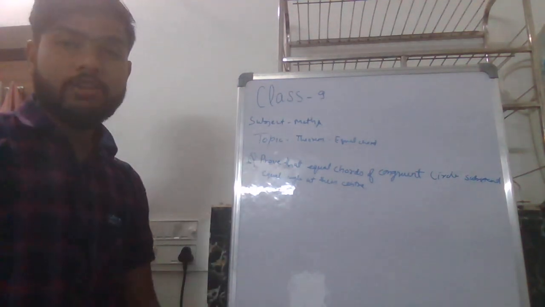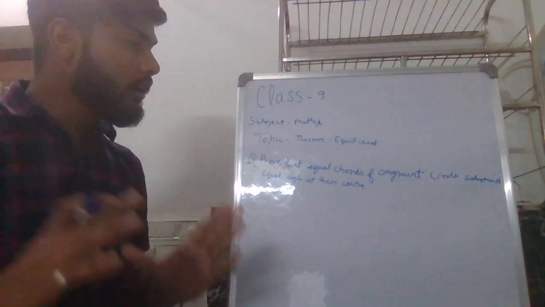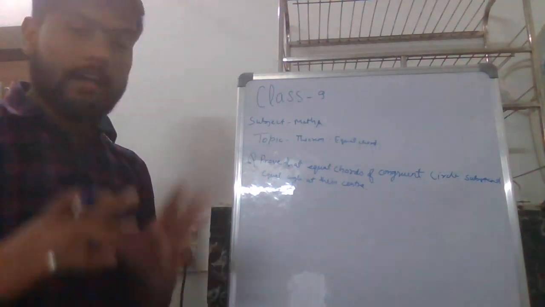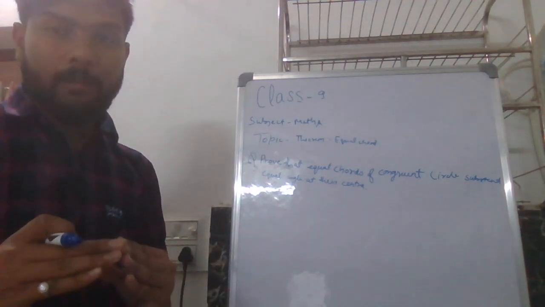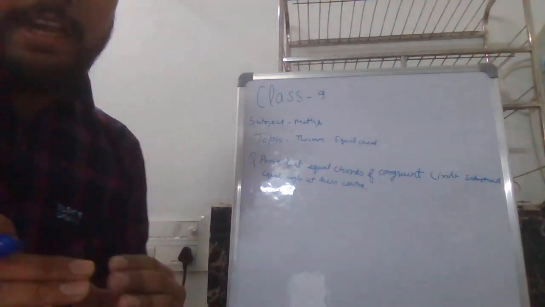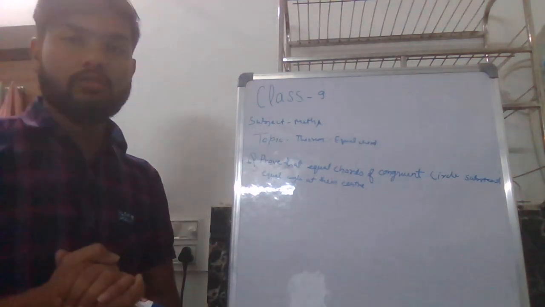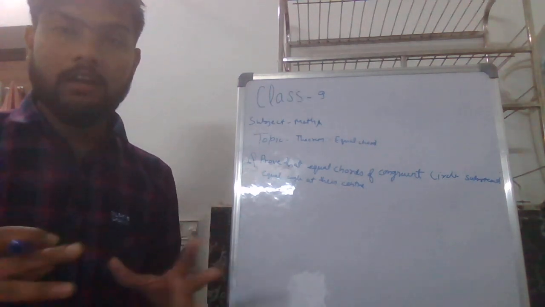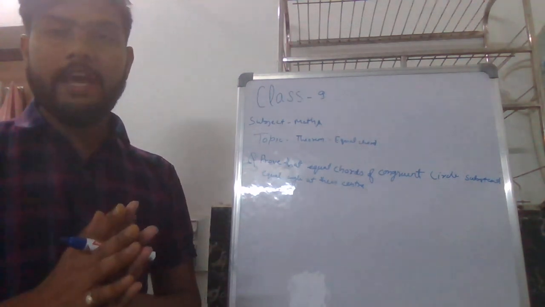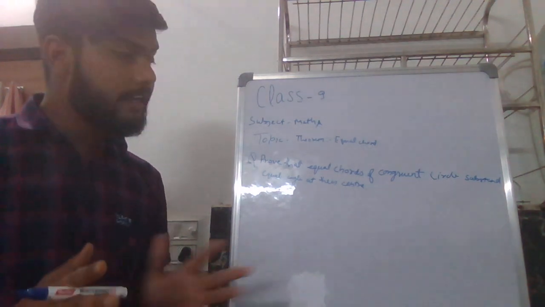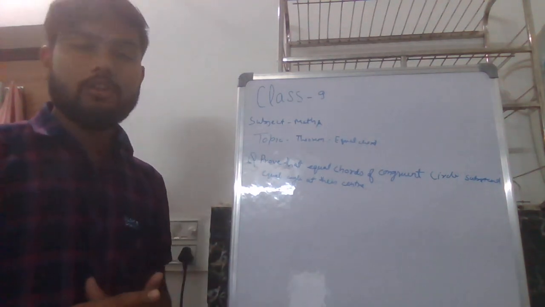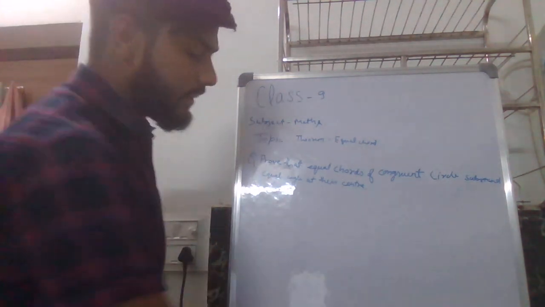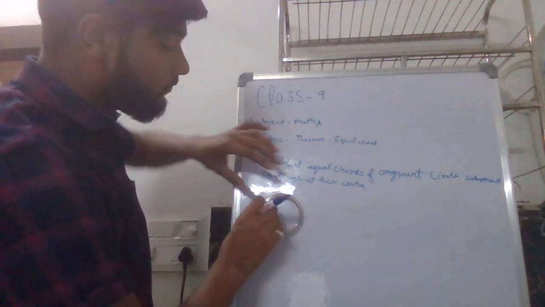The question is: prove that equal chords of congruent circles subtend equal angles at their centers. For that, first we need to draw the figure, and then we need to prove it. So I will draw a circle first, then I will draw that.